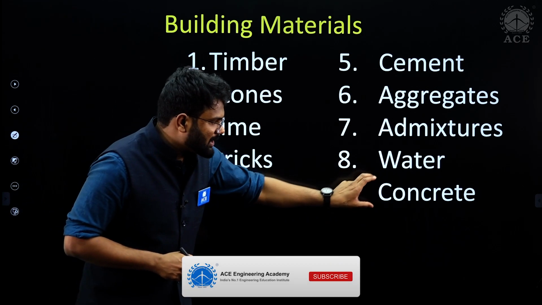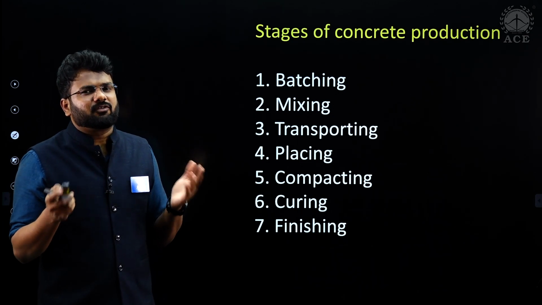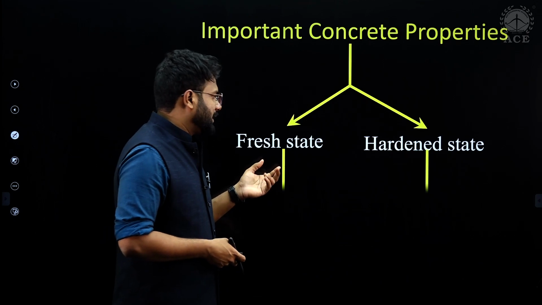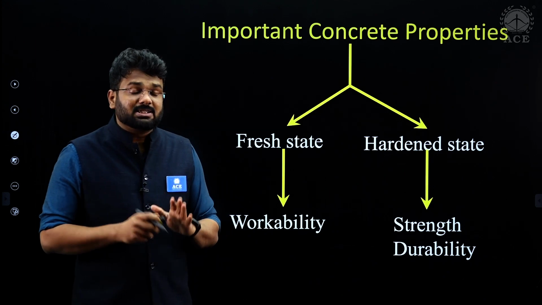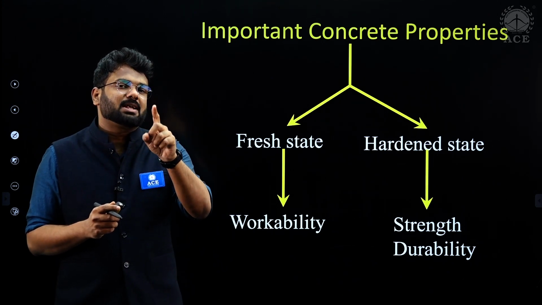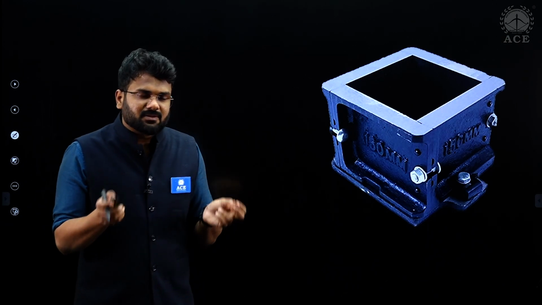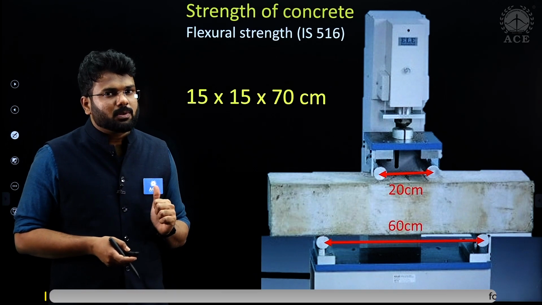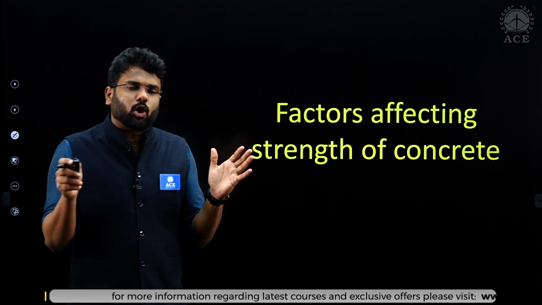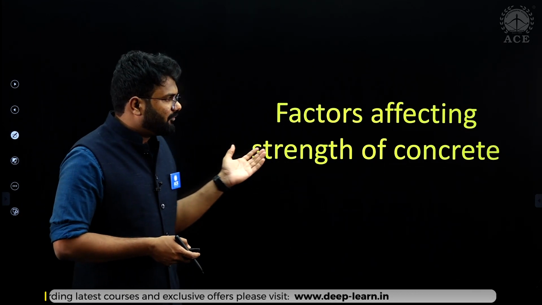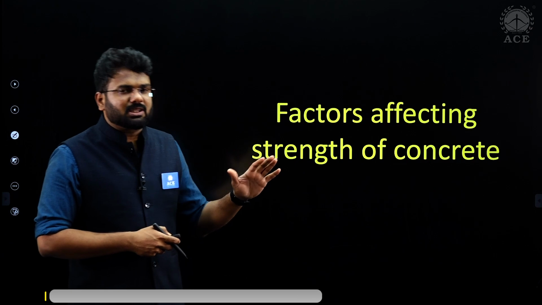Next, in the concrete chapter, we will understand the process by which you get your concrete and its different properties. Understand, depending on the state, fresh state and hardened state, you will get workability and strength and durability. These are properties which become important from the exam point of view. Clear? Now we have how we measure the compressive strength, and how the flexural strength has to be measured. Next, you have factors affecting strength of concrete. So these topics become very important. Obviously, workability and factors affecting workability, your non-destructive testing, everything will be covered.